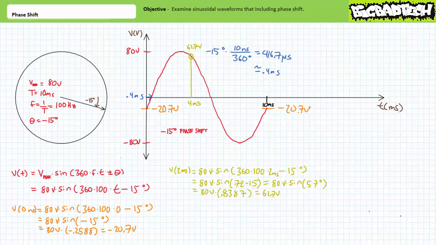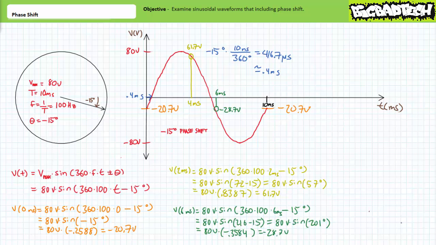As can be expected, this results in output voltage of 80 volts times 0.8387, or approximately 61.7 volts. Similarly, at 6 milliseconds, it can be demonstrated the output voltage would be approximately equal to negative 28.7 volts. One could perform this analysis for increasing number of points and arrive at the same conclusion we observed earlier. Really, nothing has changed, only the sine wave has been shifted negative 15 degrees to the right.